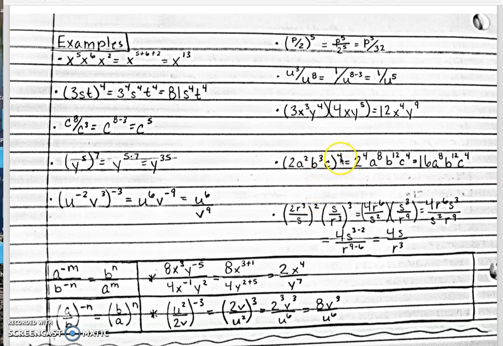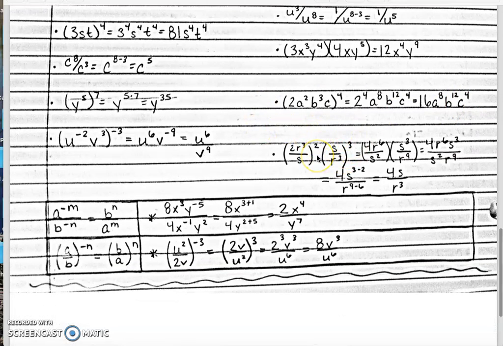On the next one, again, I distribute this exponent 4 to everything inside the parentheses. 2 to the fourth is 16. a squared to the fourth power is a to the 2 times 4, which is 8. b cubed to the fourth power becomes b to the 12. And c to the fourth power is just c to the fourth power.